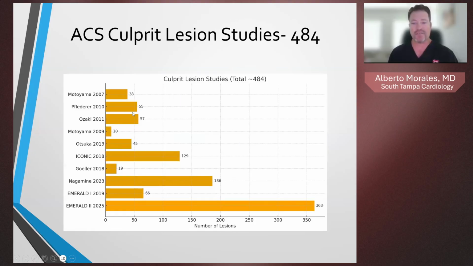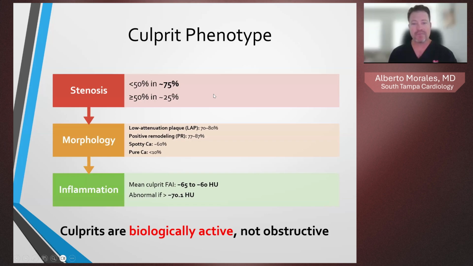Here's more data on other studies, some combined with Iconic, that looked at 484 patients who had a CT, whether it was 6 months, a year, or up to 2 years earlier, and they went back and looked at the lesions that led to the event, and what they had in common, overwhelmingly, was that they were non-obstructive. More than 75% of these lesions were non-obstructive. And they were obviously inflamed and had characteristics of a risky plaque, such as low attenuation plaque.